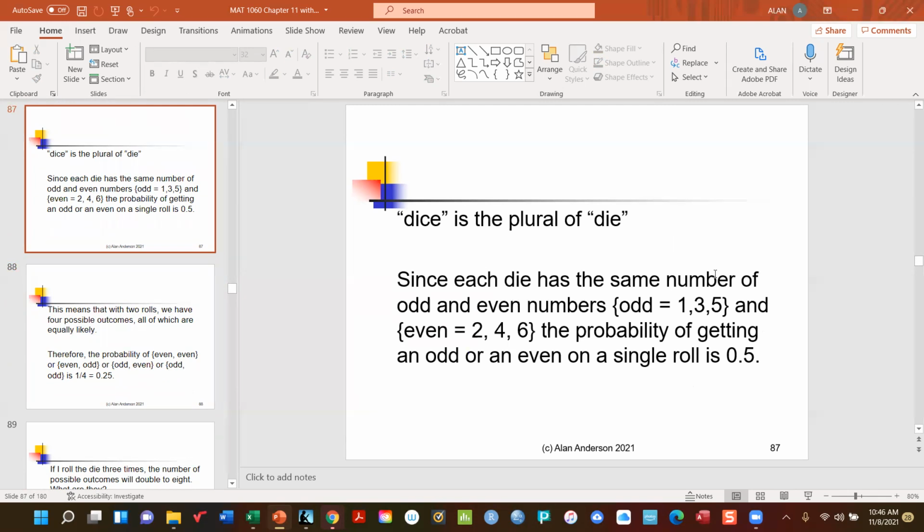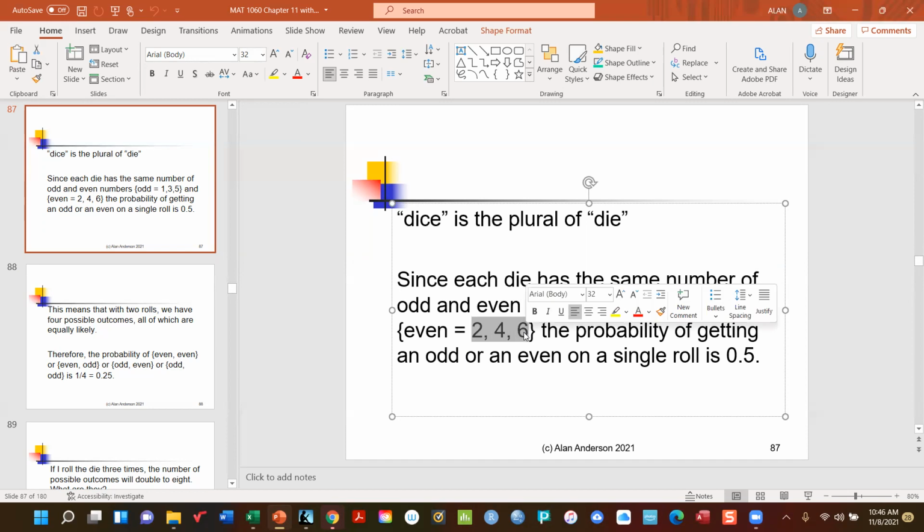Now, the chances of getting an odd or an even on a single roll is, of course, a half, because each die has 6 different faces, 3 of which are odd, 1, 3, and 5, and 3 of which are even, 2, 4, and 6.